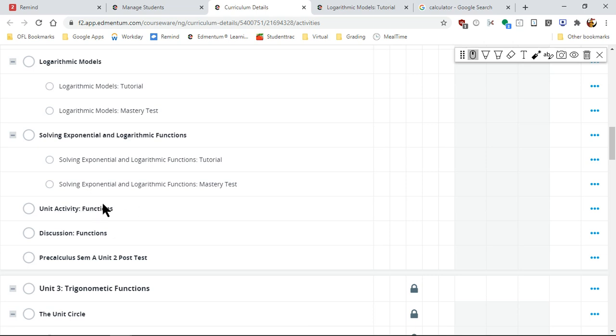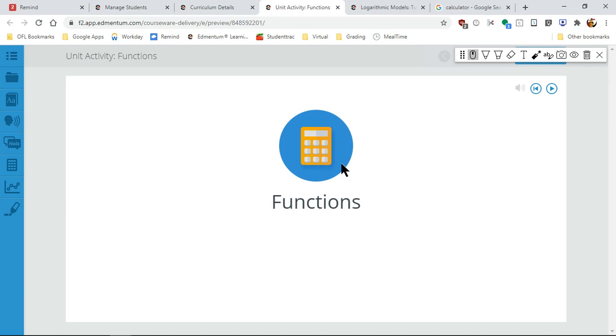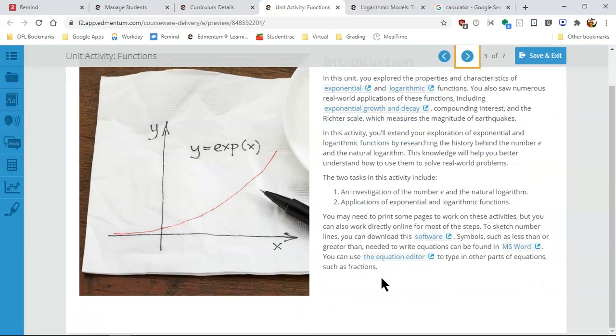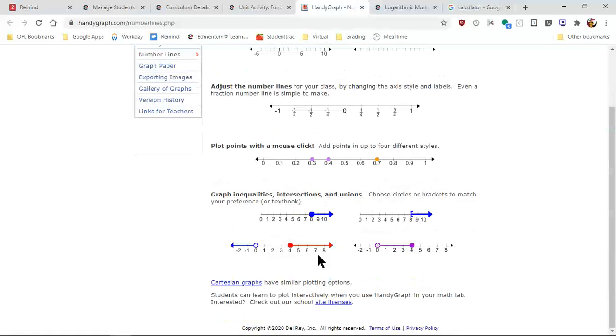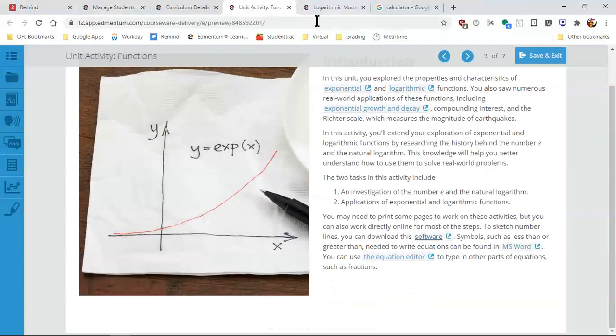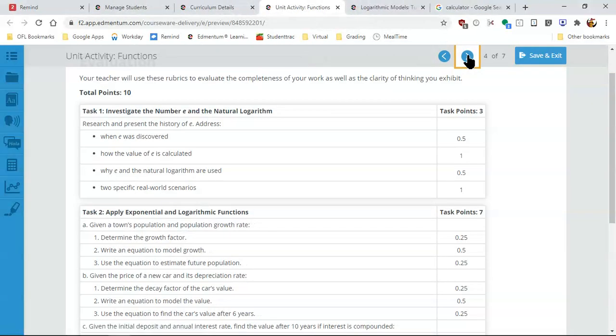I'm sorry. Function activity. I'm going to take some time to go through the unit activity here because I know that's usually where people struggle the most with this. You can look at the software editor here if you want, but I feel this makes it a little weird. It's just talking about number lines and stuff like that. But let's get into this activity a little bit.